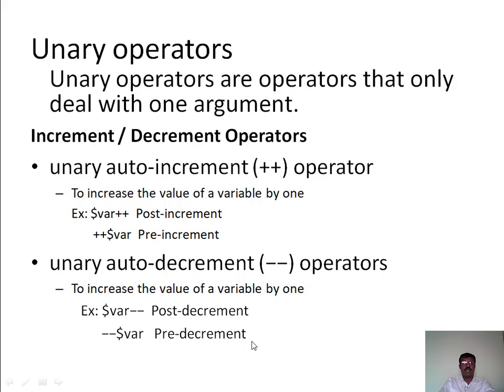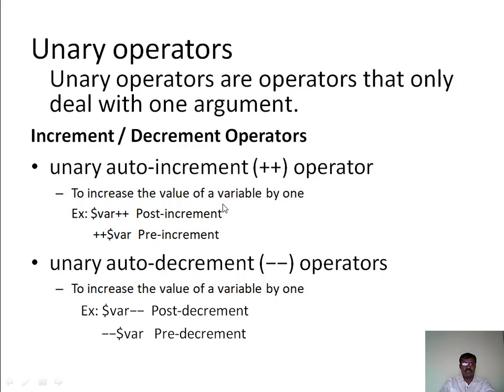Next is unary operator. Unary operators are operators that only deal with one argument. So these are operators that can deal with only one operand. They are increment or decrement operators. The unary auto increment operator can be represented by two plus signs. To increase the value of a variable by 1, we can use this auto increment operator.